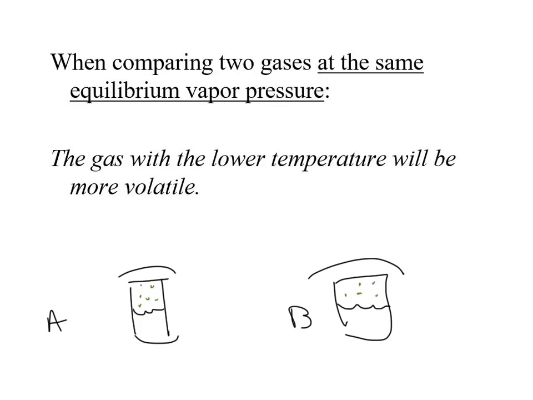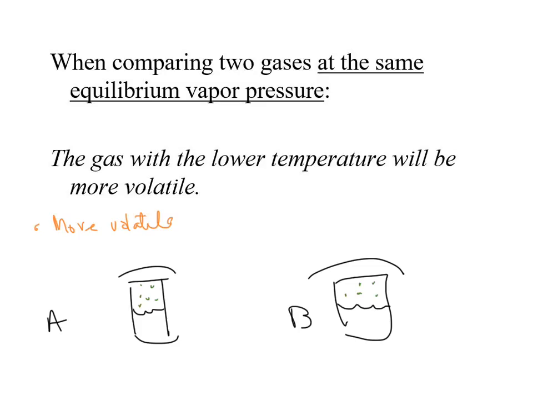The substance with the lower temperature will be more volatile. Because it's common sense, I would think a liquid with a higher temperature would be more volatile, right? The one where you have to jack up the temperature is going to be less volatile because you had to jack up the temperature. So in this one, our goal is to get the same equilibrium vapor pressure. And I'm going to say A is more volatile again, like we did before.